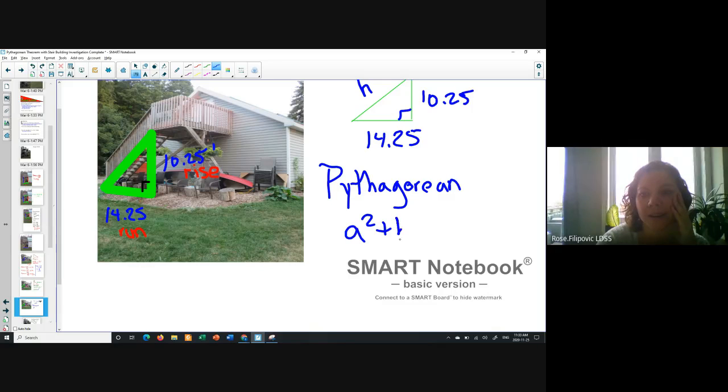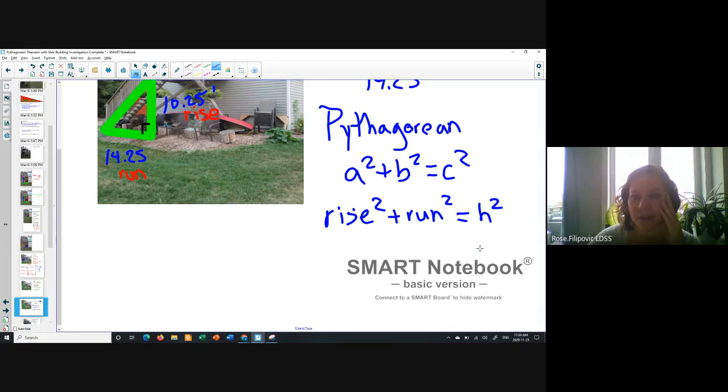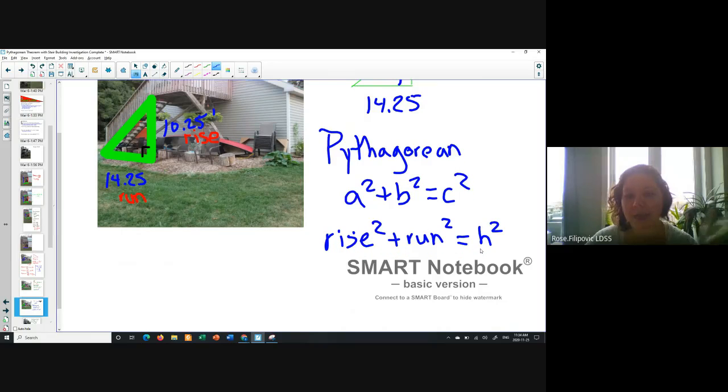We have a squared plus b squared equals c squared. In grading, they use rise squared plus run squared equals h squared, but it's essentially saying the exact same thing. And someone asked me this yesterday: where do the x and y come from? And I said, well, they just simplify it. Rather than writing out rise and run all the time, I can change it with a letter just to make it easier for me to see. Just turn it into a variable. So that's where that comes from.